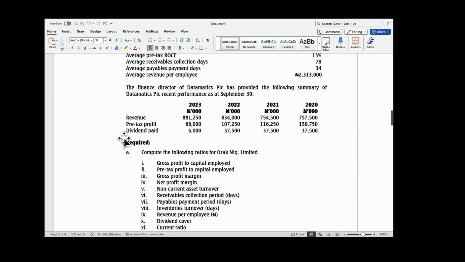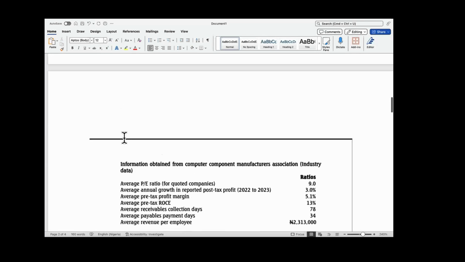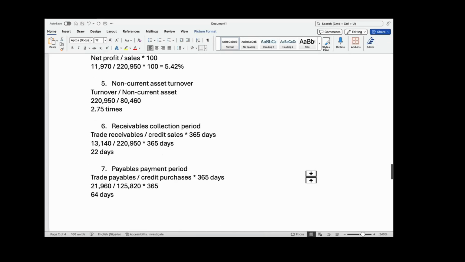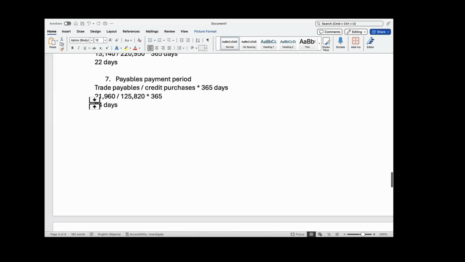Again, I would also want to compare with what the industry is doing. Industry is doing 34 days. Okay, people are paying earlier, but he is doing 64 days. So for me, I would say it's a strong company. And because it's profitable, suppliers are ready to give him an extended credit period. Because I don't have the full picture, that's how I'm going to do it.